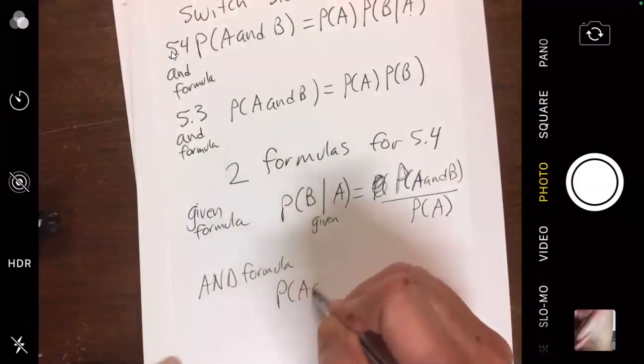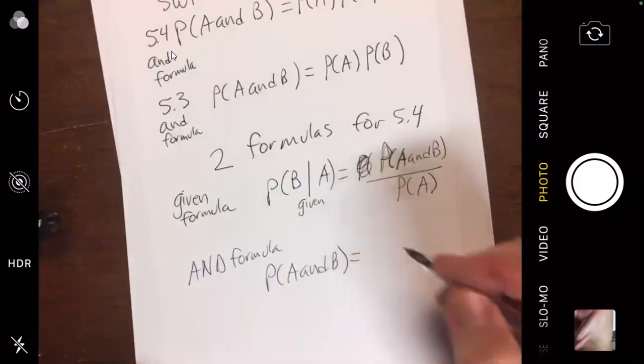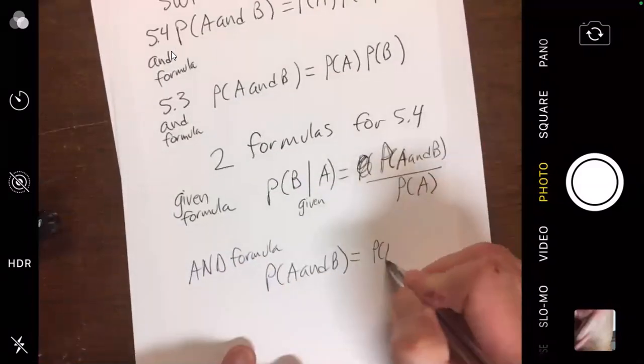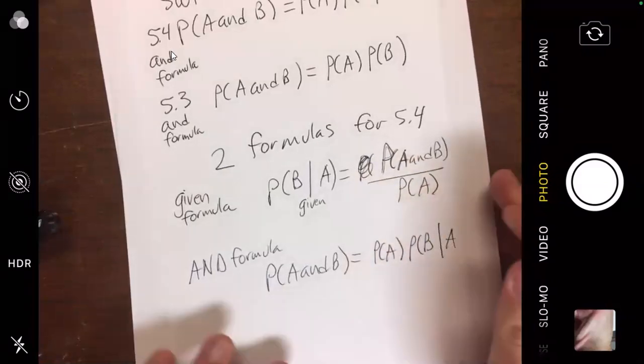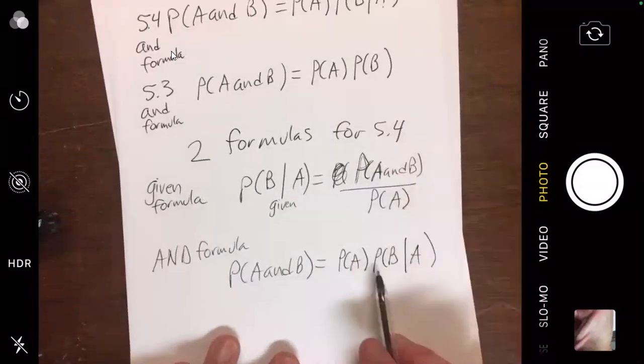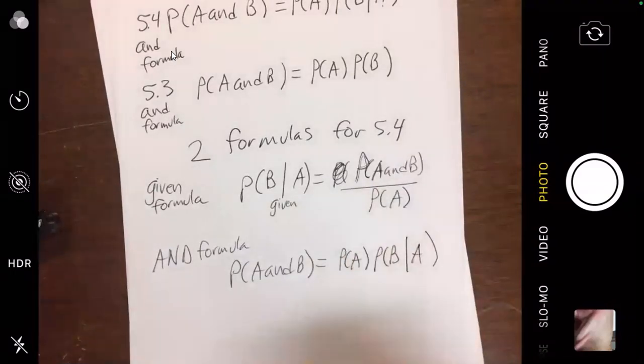Probability of A and B is equal to the probability of A times the probability that B happens given A. Again, you can get this one by multiplying this one by the probability of A. All right, this probably looks like complete and total gibberish. So after you see a few examples, you'll realize it's not as bad as it looks.